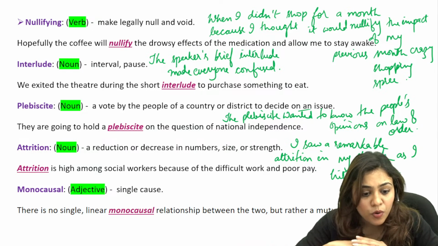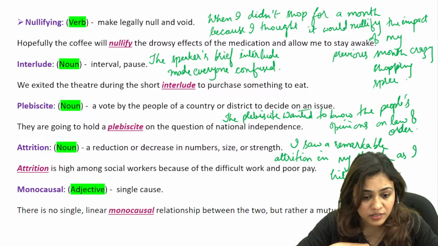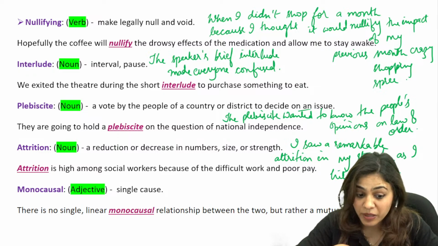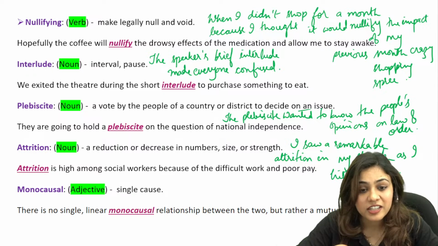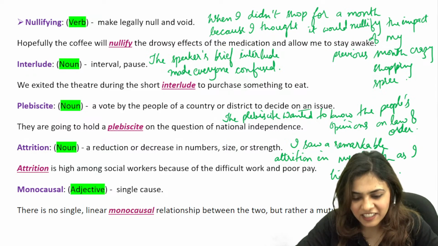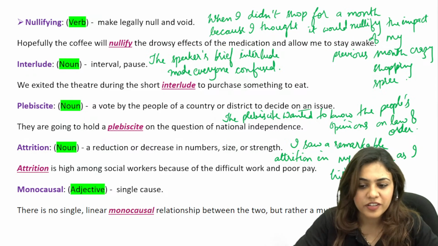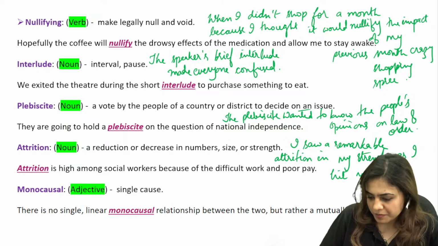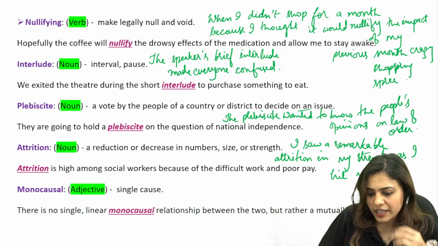Due to the current war in Israel and Gaza, we have witnessed a huge number of attrition of people, which some countries are stating as genocide. Exactly, Drishti. Another wonderful example. Very good. So let's use monocausal in an example now.